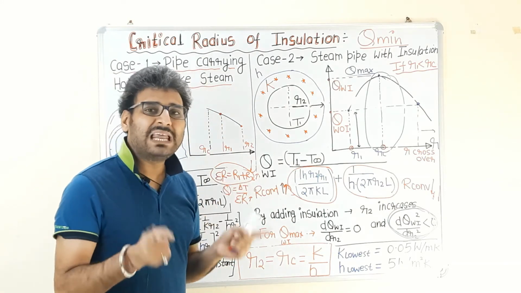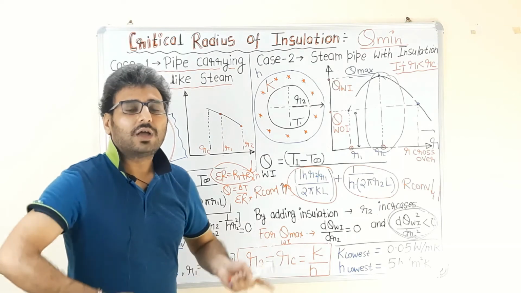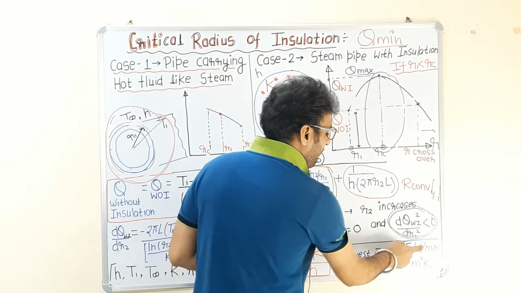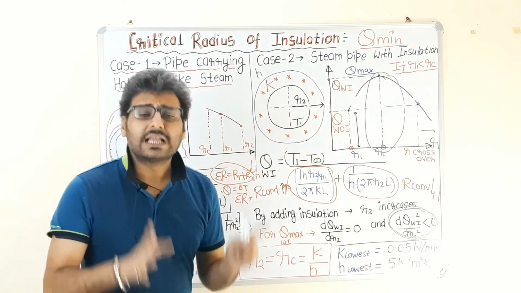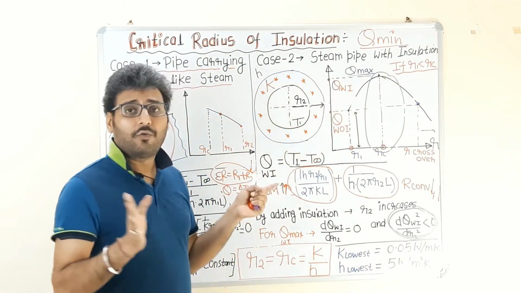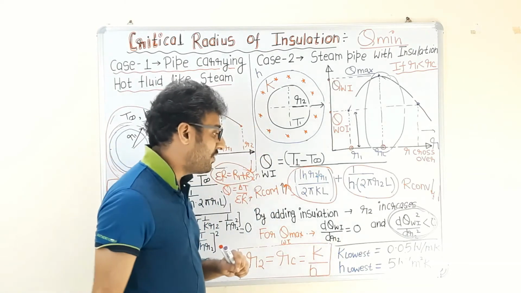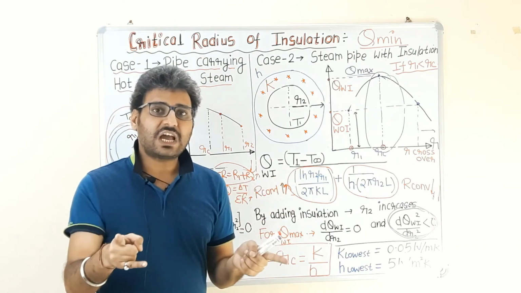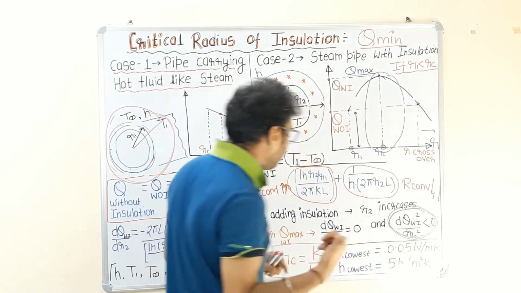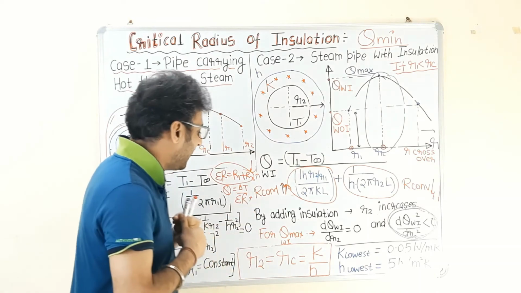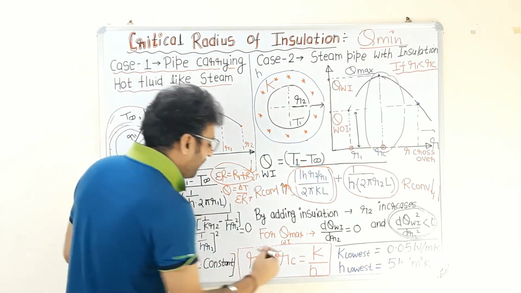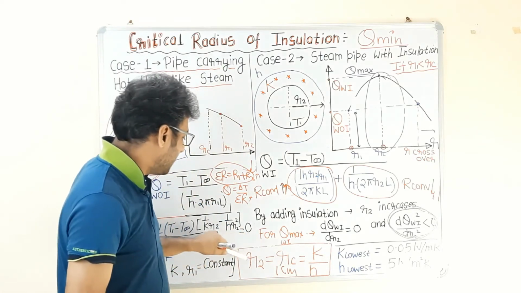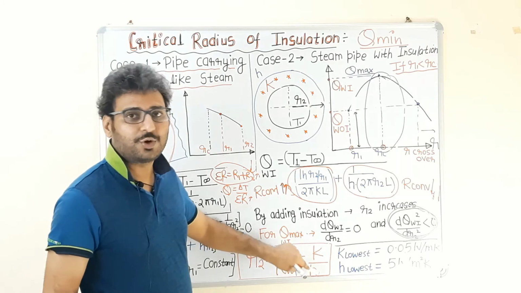So the minimum possible value of thermal conductivity for a known insulating material is 0.05 watts per meter Kelvin, and the minimum possible value of convective heat transfer coefficient, which is in the case of air with free convection, is 5 watts per meter square Kelvin. So the minimum critical radius of insulation comes out to be 1 centimeter. So now to minimize the value of RC, K and H should be minimum.